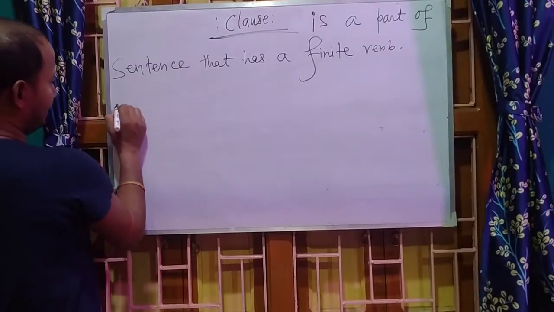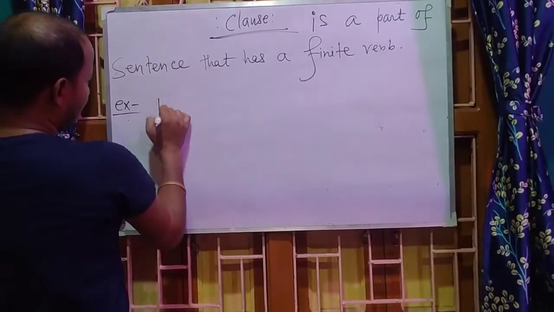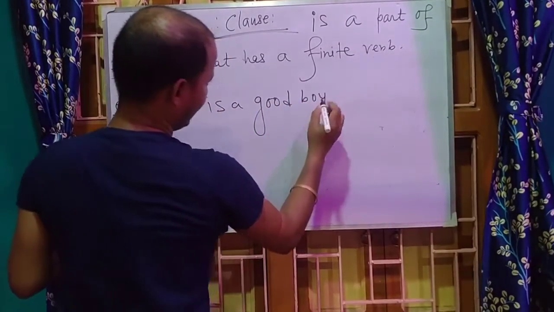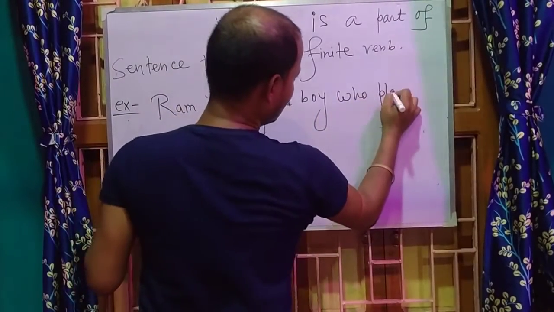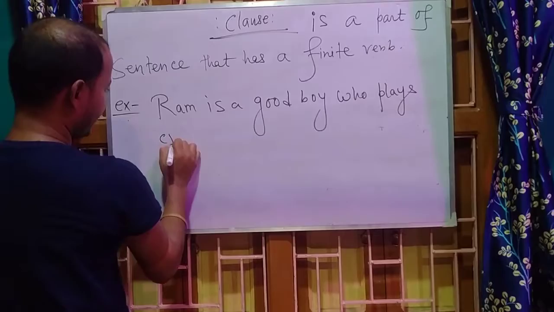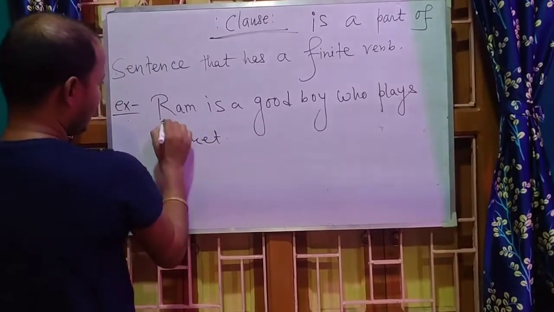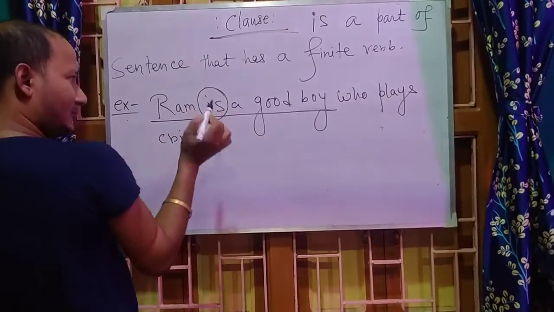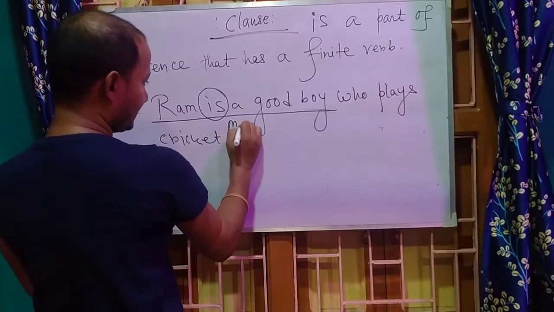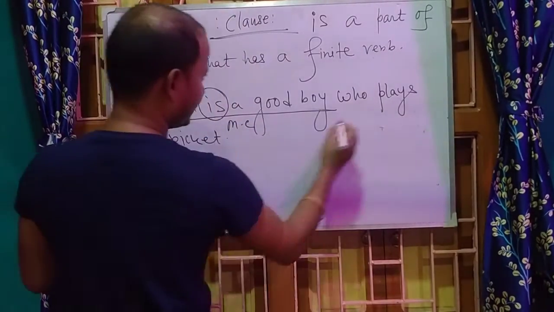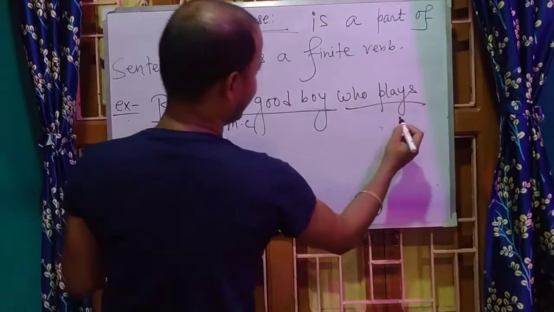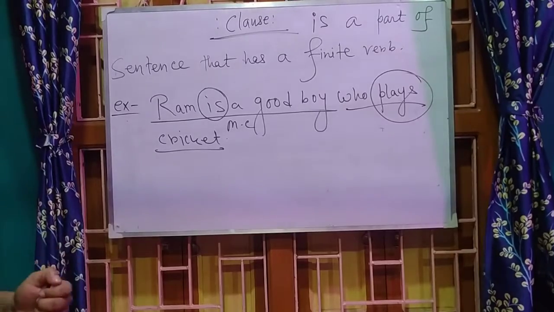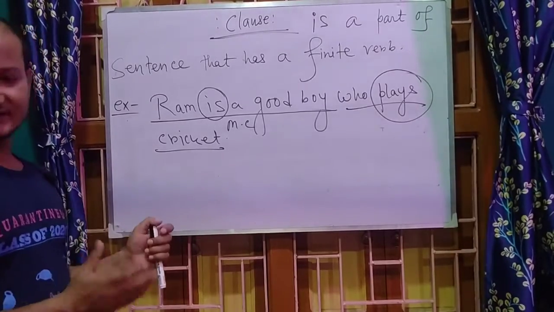I am giving you an example. Look at the example. Ram is a good boy who plays cricket. Look, Ram is a good boy. Here is his finite verb and this is the main clause. And who plays cricket, this part also contains a finite verb, that is plays. Plays is the finite verb here. So I hope, dear students, you understood the definition of clause.